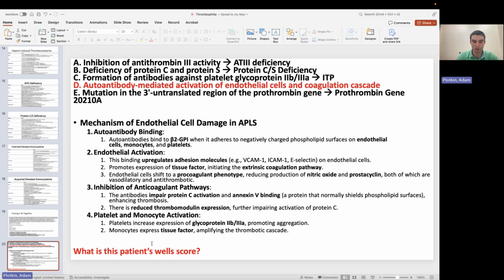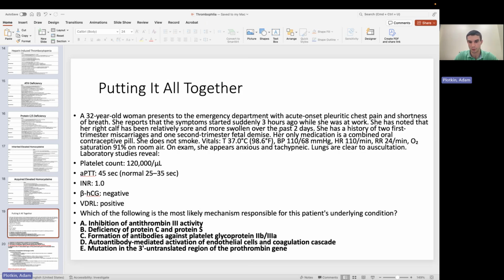My last question for you: I'm going to do a whole lecture on Wells score. It'll be a quicker one, but I want you to see if you can calculate this patient's Wells score based on this. So I'll go through it in a second. Pause your screen, reread their vignette, and come up with their Wells score.